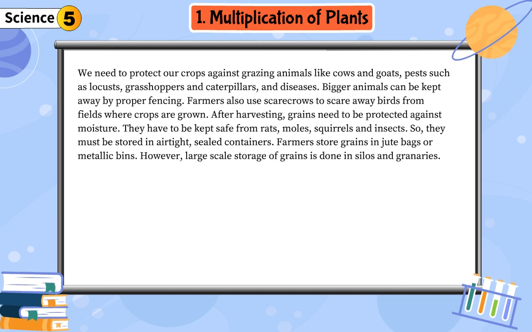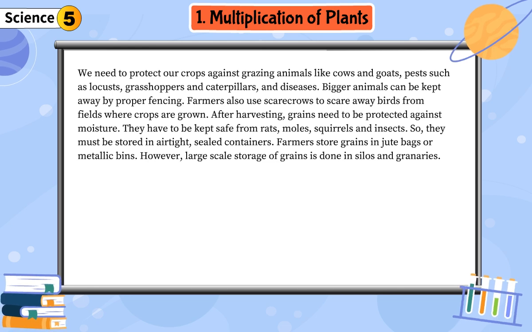Bigger animals can be kept away by proper fencing. Farmers also use scarecrows to scare away birds from fields where crops are grown. After harvesting, grains need to be protected against moisture. They have to be kept safe from rats, moles, squirrels, and insects.